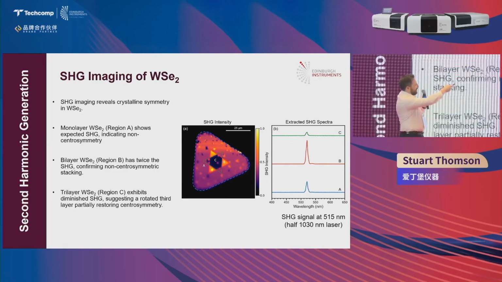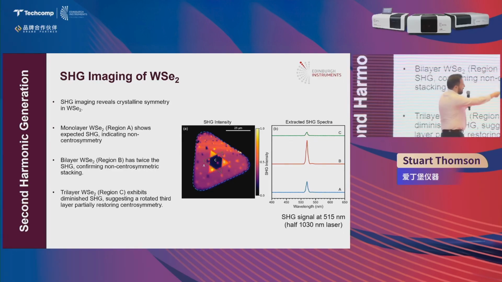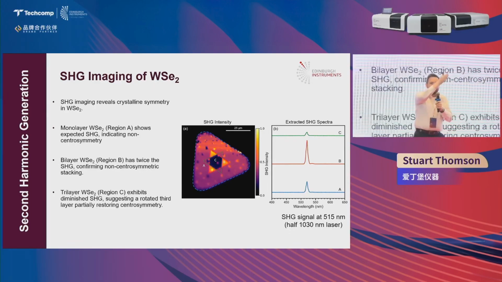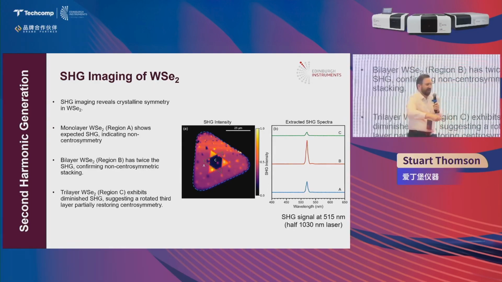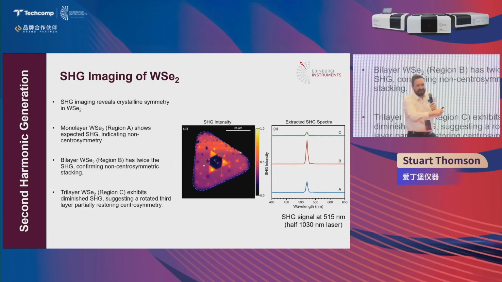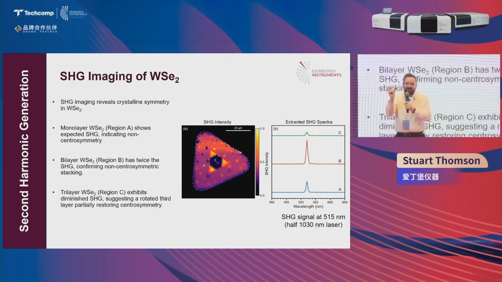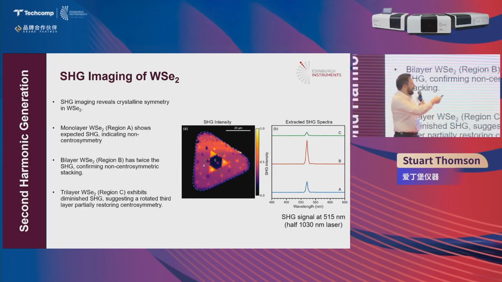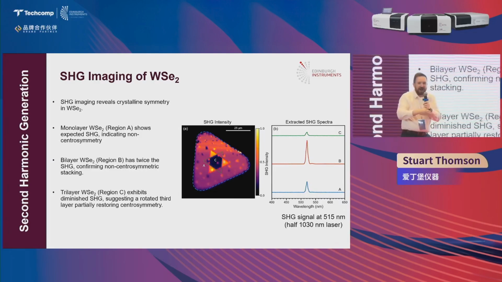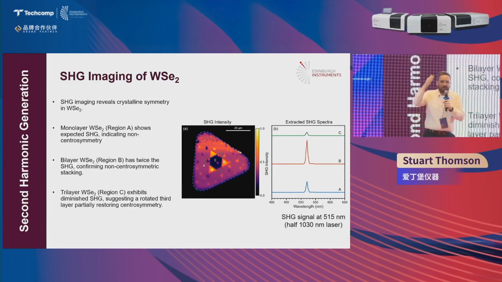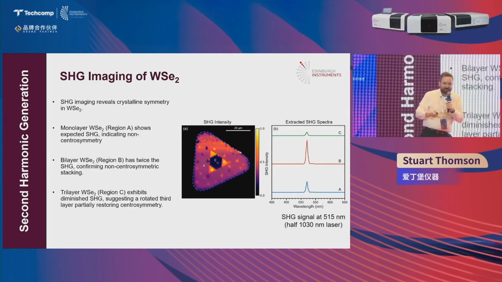However, when we get to region C in the middle, you can see that the SHG intensity is reduced, and this tells us that region C is aligned 180 degrees with respect to region A and B, and you get a restoration of the symmetry which quenches the SHG.